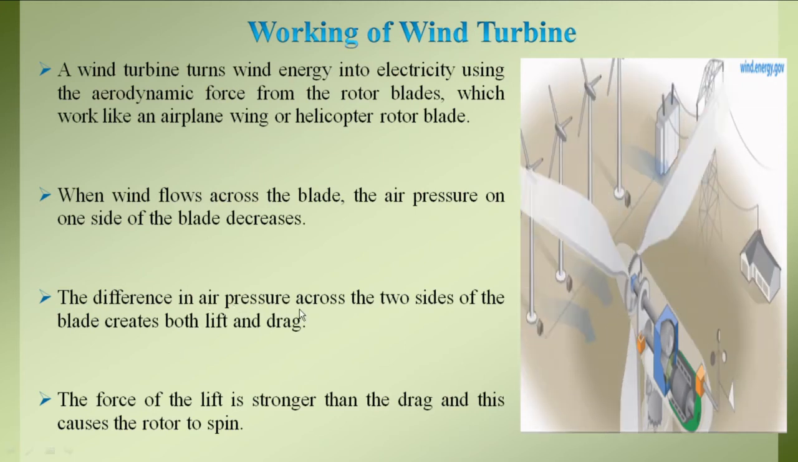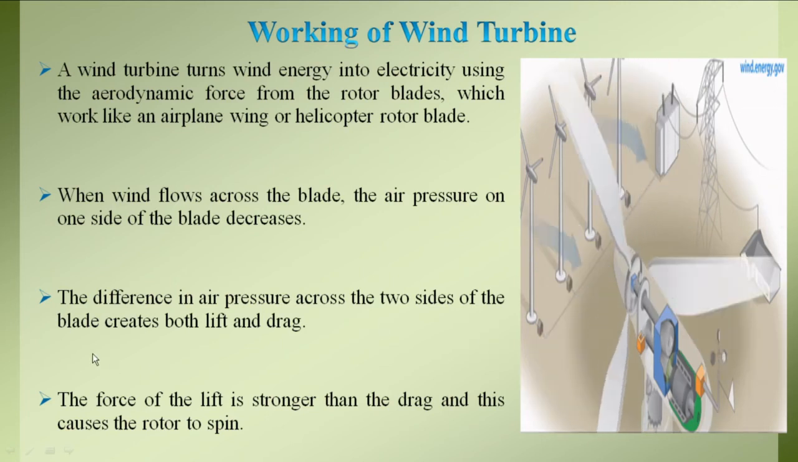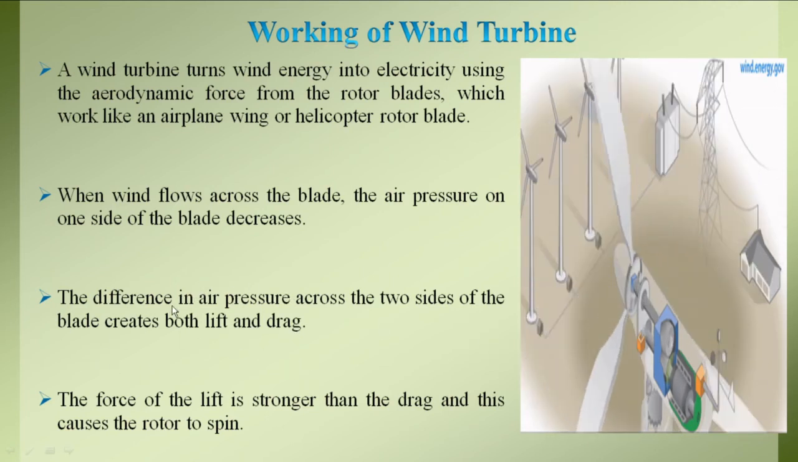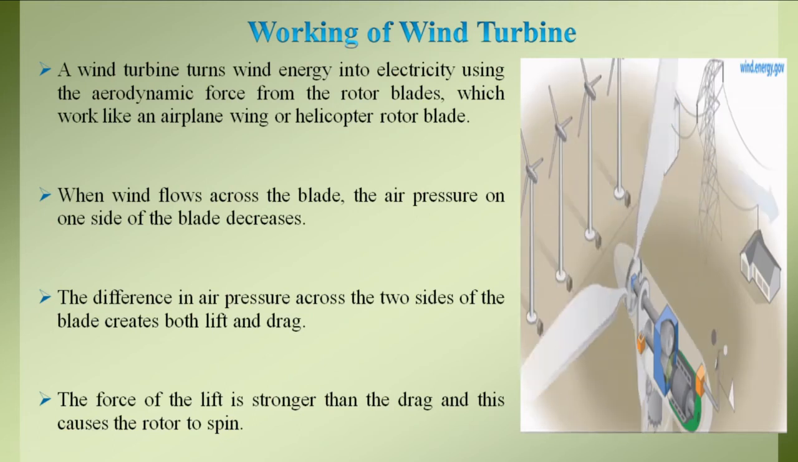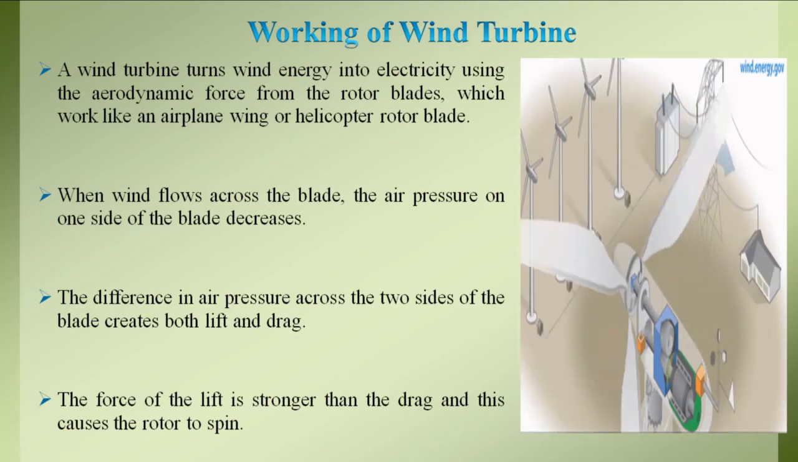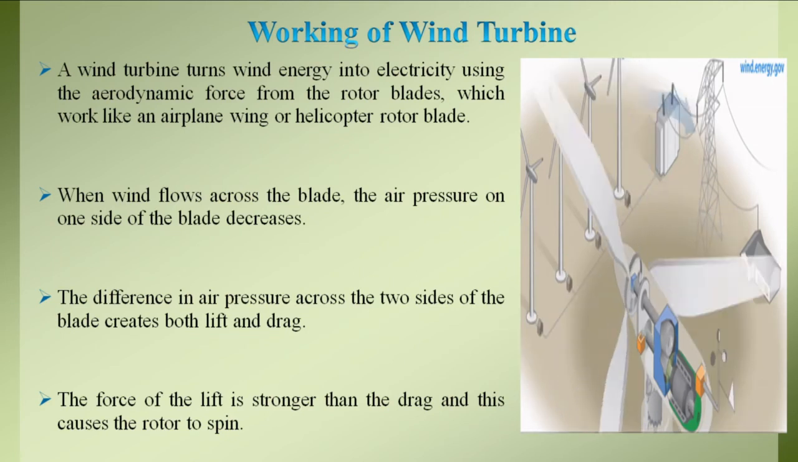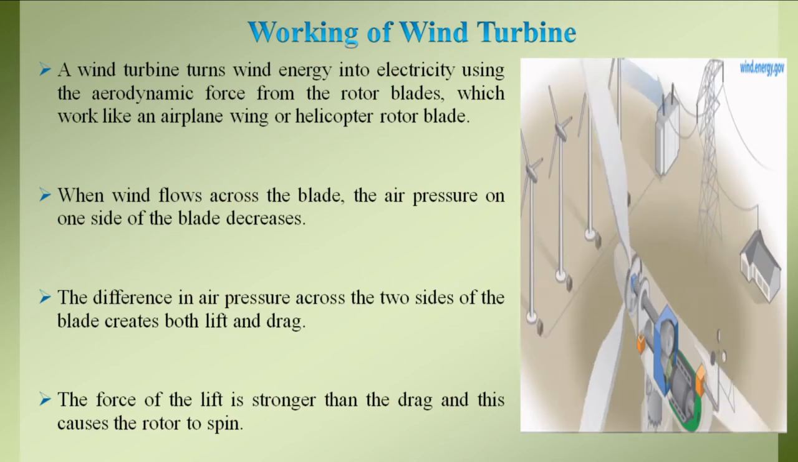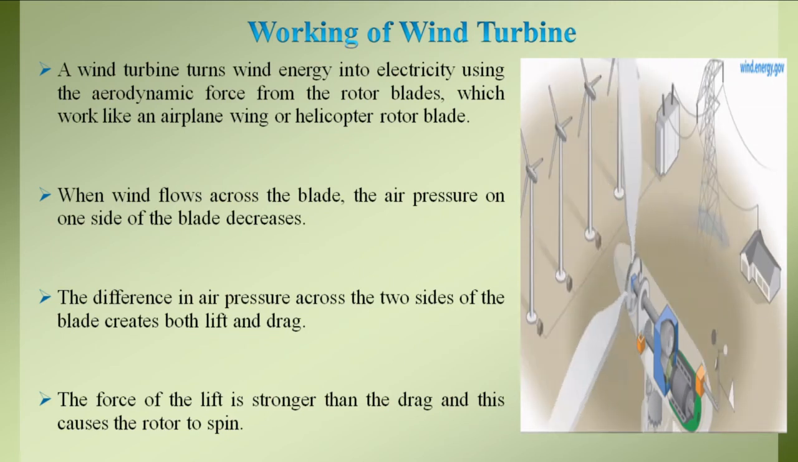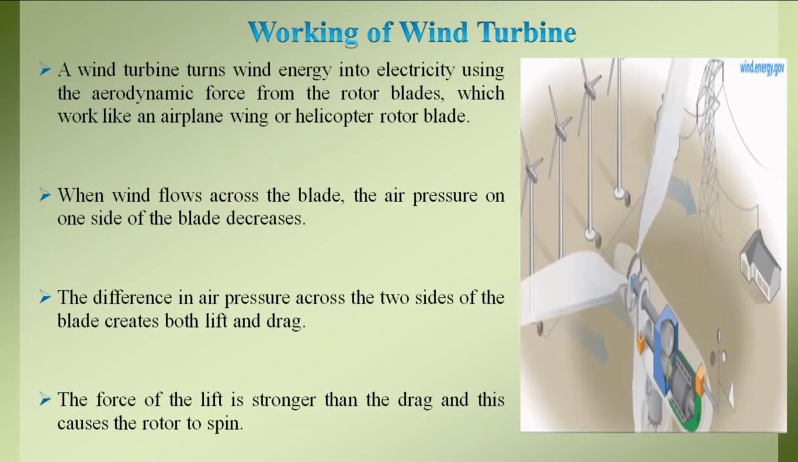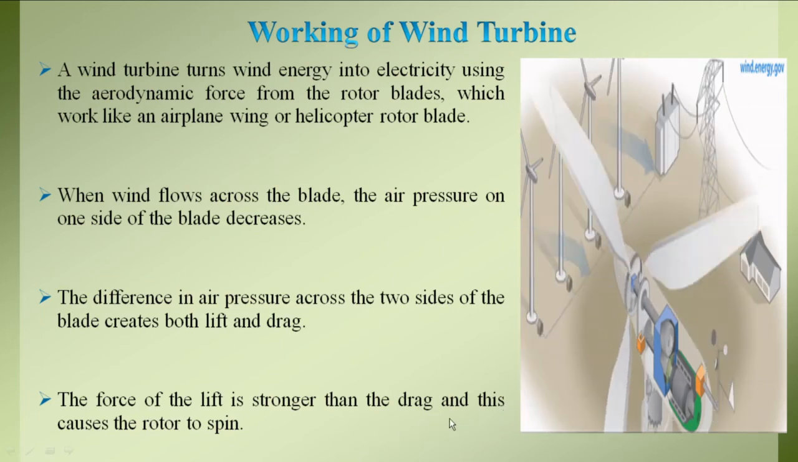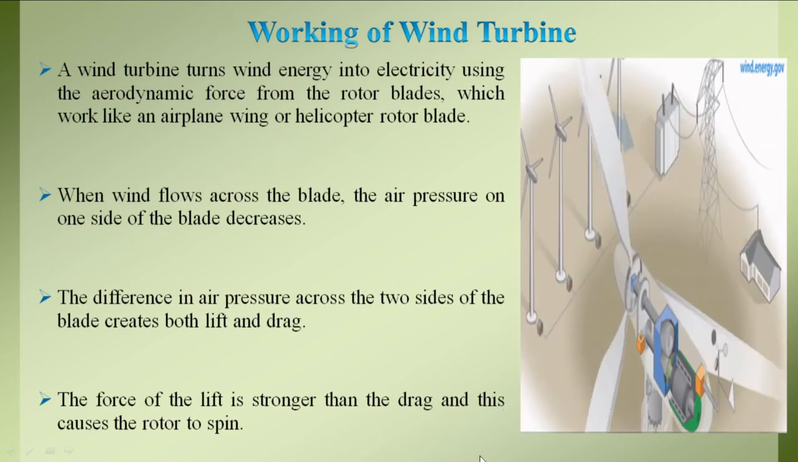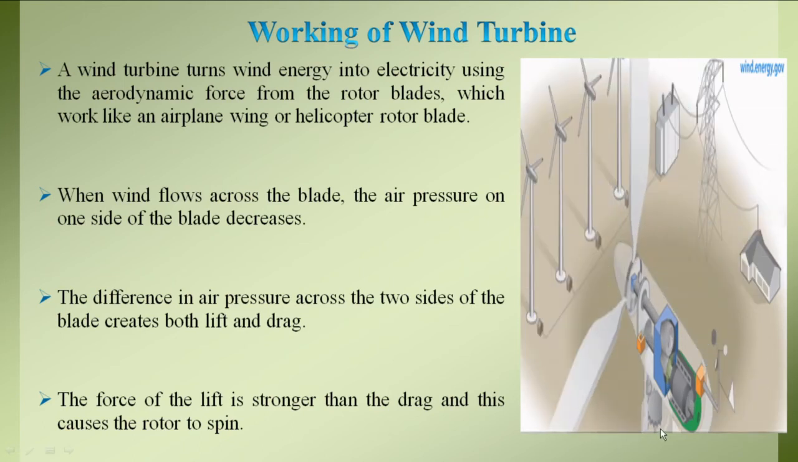Basically, the difference in air pressure across the two sides of the blade creates both lift and drag force. Whenever we design the wind turbine, we need to consider that the lift force generated should be higher and the drag force generated should be lesser, according to the twisting of the blades, as given in modern turbines. The lift force should be stronger than the drag, and this causes the rotor to spin in angular motion.